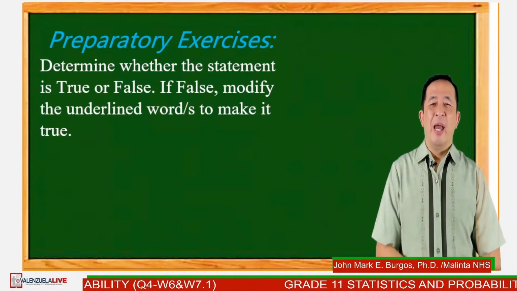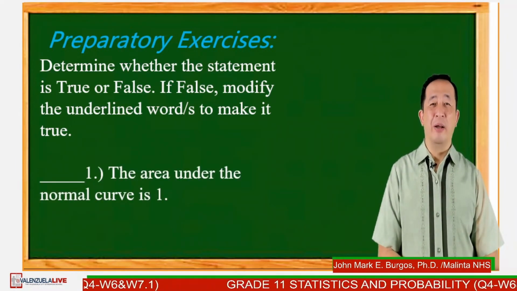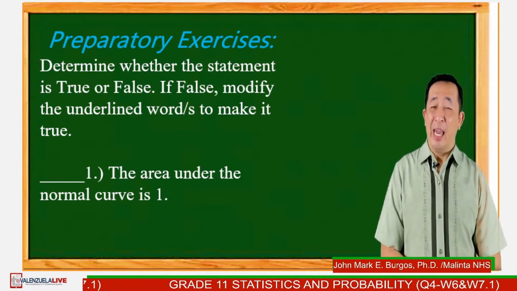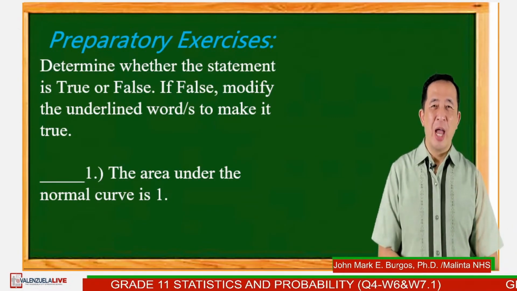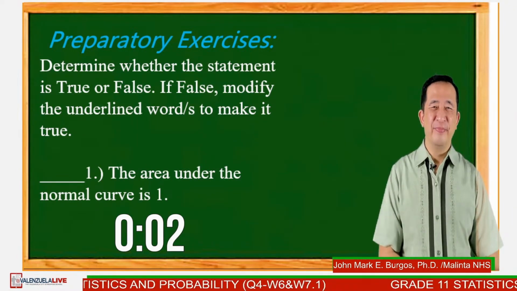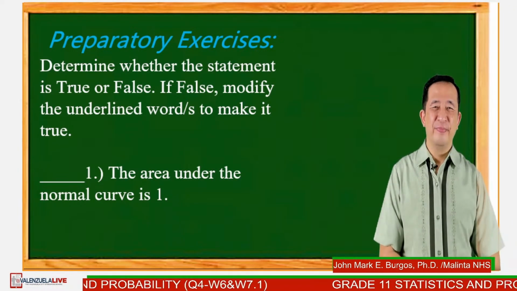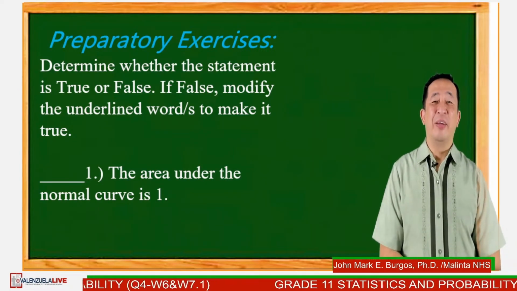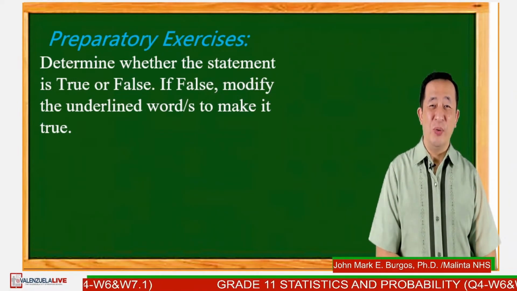Number 1. The area under the normal curve is 1. Is it true or false? 5 seconds. Alright, time is up. The correct answer is true.